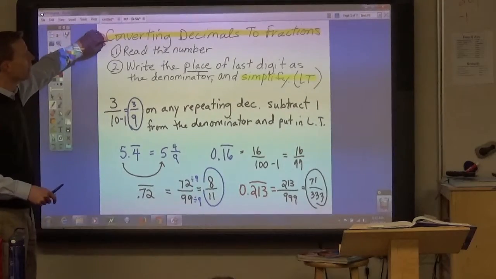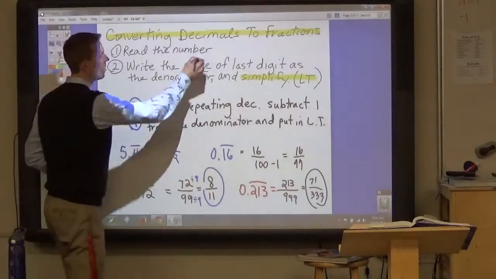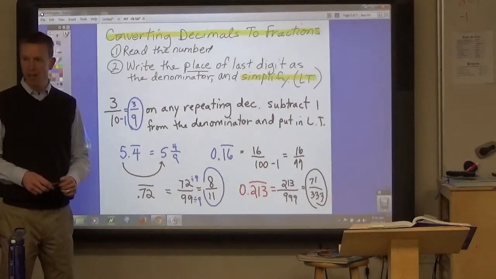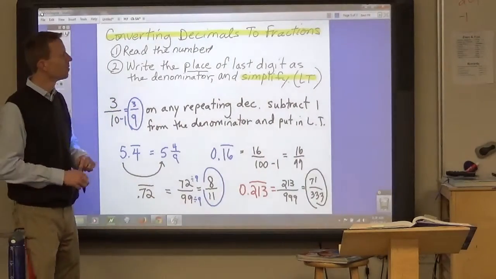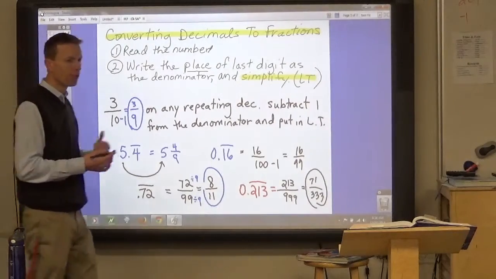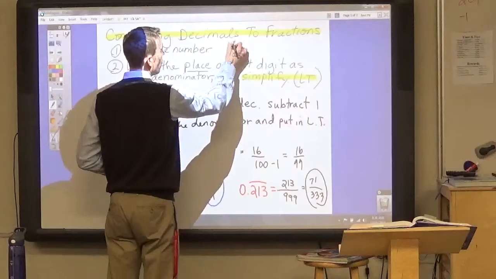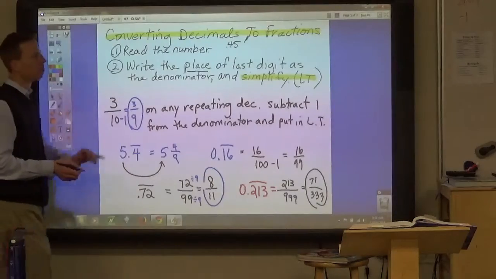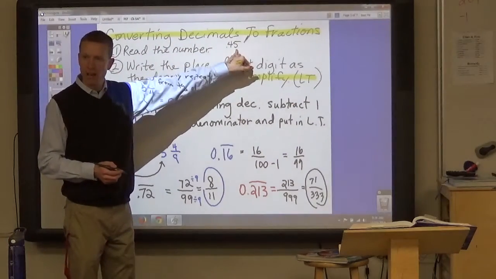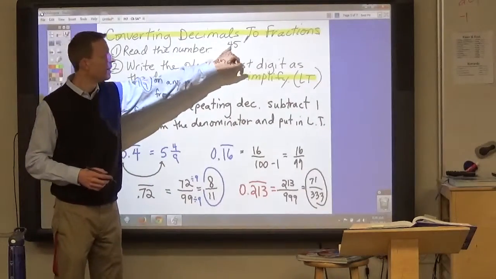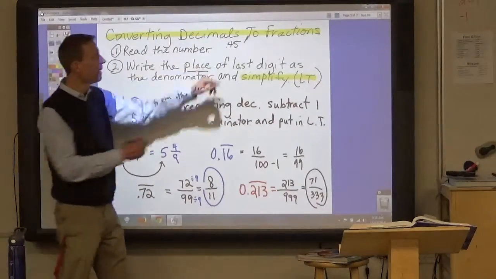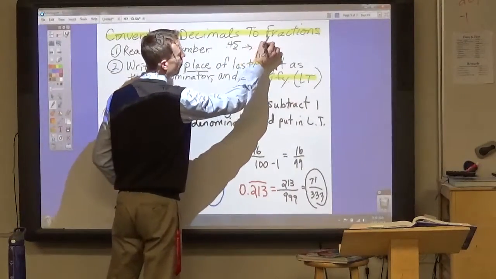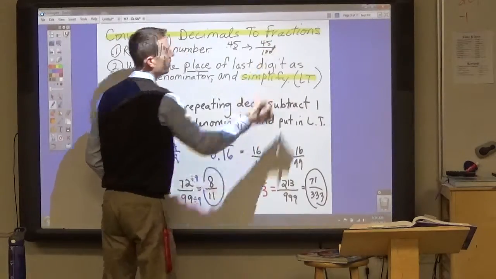Then, if you're converting a decimal to a fraction, we already know that they're related, the place is related to the denominator. Tenths and hundredths and thousandths tell us the denominator. So, if we have a number like 45 hundredths, 0.45, you can convert this to a fraction first by just reading the number, 45 hundredths, writing the place of the last digit as your denominator. So convert this to 45 over 100.